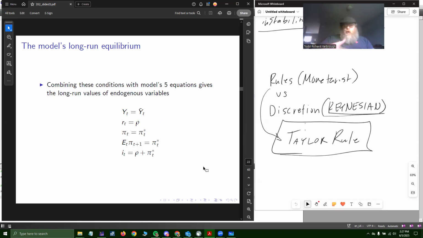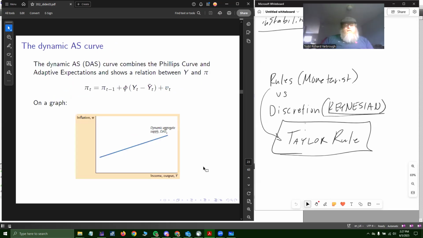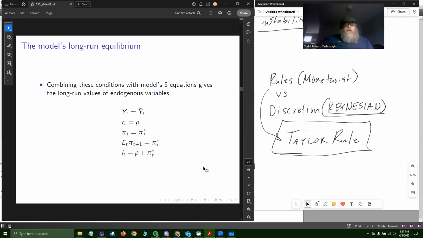And so when you drop out those conditions into our 5 equations, you get these long-run variables as before. So in equilibrium, output is equal to potential output. Real interest rate is equal to the natural real interest rate. Inflation is equal to the target. Expected inflation is equal to the target. And the nominal interest rate target is equal to the inflation target plus this real natural interest rate.